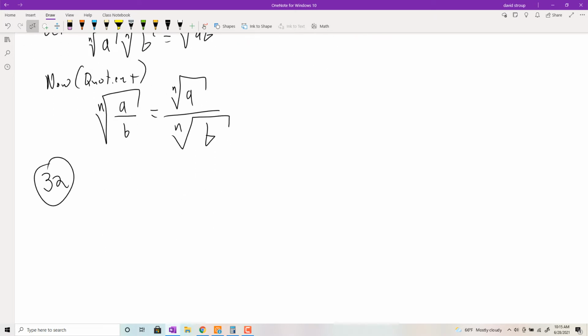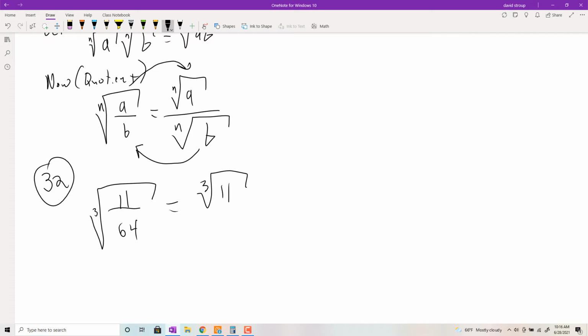So you'll be breaking them apart sometimes, and sometimes using the rule in this direction, and then using it in the other direction as well. So we'll see. The first one is the forward direction: we have the cube root of 11 over 64, and they want us to simplify this thing. So the cube root of this quotient is equal to the quotient of the cube roots. So we have cube root of 11 all over the cube root of 64.